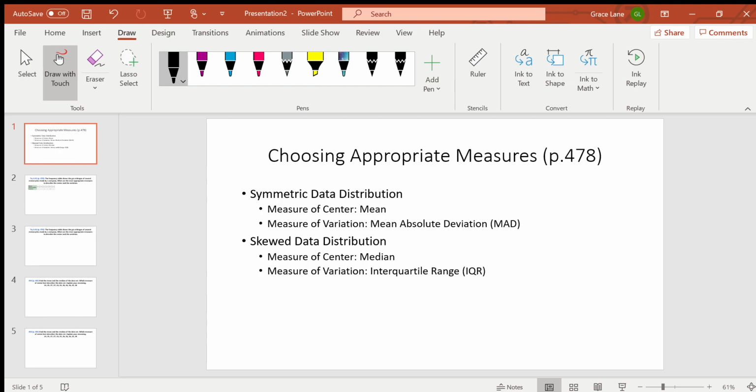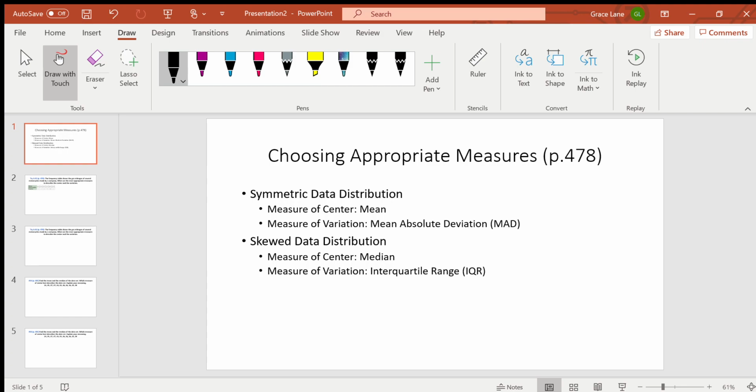When we talk about a symmetric graph, we use the mean to help describe the distribution. The measure of center we're looking at is the mean, and the variation that we're looking at is the MAD. If the graph is either skewed left or skewed right, we use the median and the IQR, because the IQR is talking about different quartiles. It's breaking it up into parts.